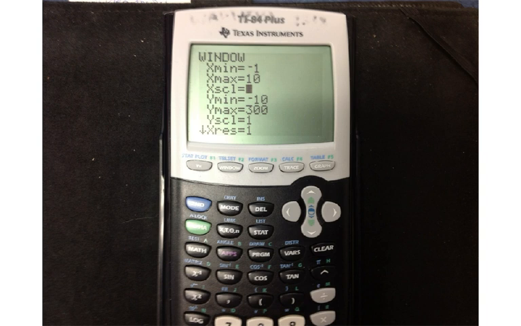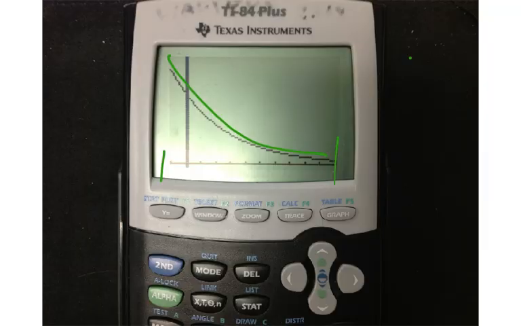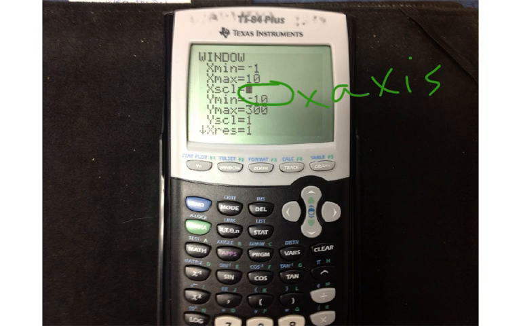But I chose -10 to 300. Why did I choose a y min less than 1? So that way I could see the x-axis. The x-axis is at 0, and so by choosing -10, I'm able to see the x-axis. Otherwise it wouldn't show up there. See, it crosses here at 200, and it's exponential decay because it's less than 1. Okay?